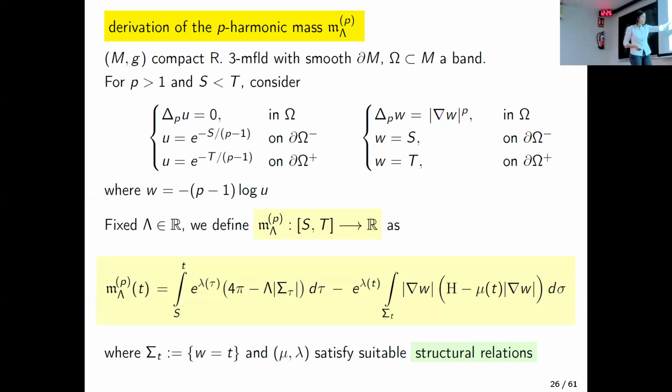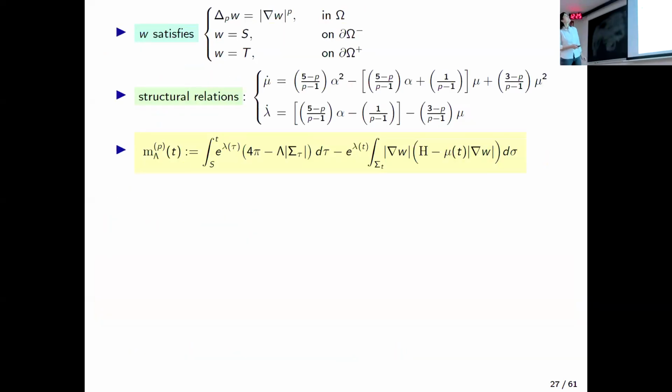And here, lambda is the cosmological constant. Here I've always written the perimeter of the sublevel set, which is the area of the level set, supposing that you are smooth, and h is the mean curvature. There are these two structural parameters, little lambda and mu, and these are important. We want them to satisfy these structural relations of the system that I was showing before. So here I've just rewritten my mass at time t.